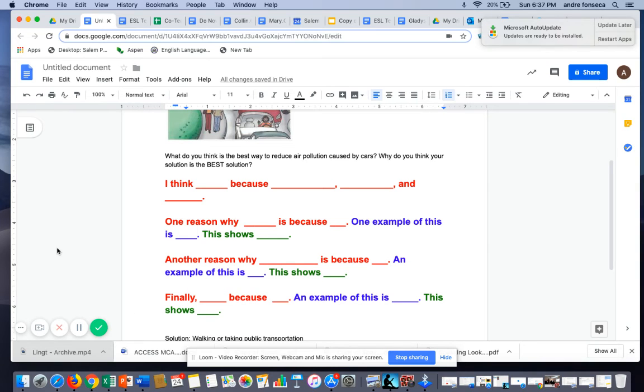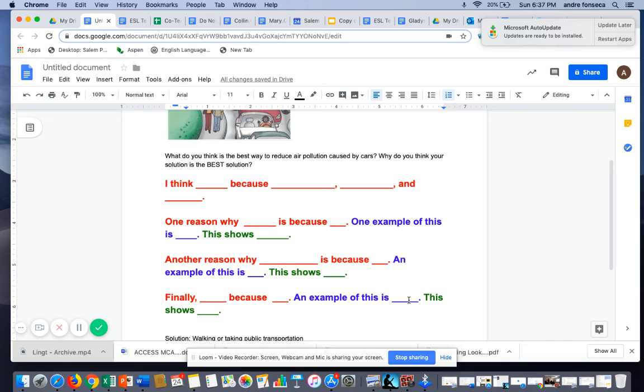public transportation. Because when you walk or take public transportation, you can affect the environment immediately instead of waiting for a solution that's a scientific solution that will only be developed later. So, an example of this is I can go out today and walk to school or to work, and I can do that today immediately.